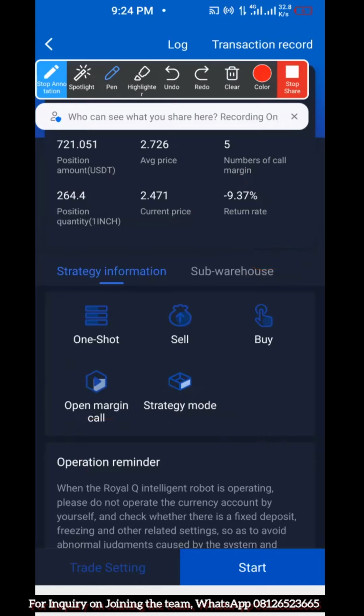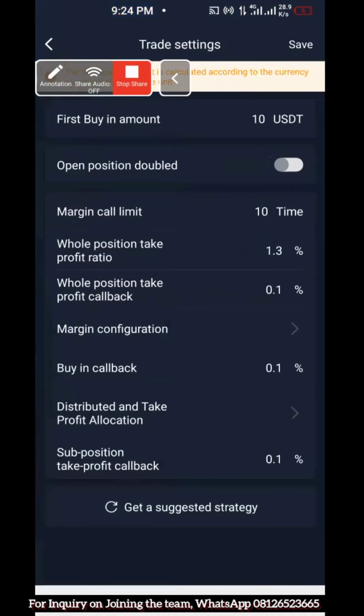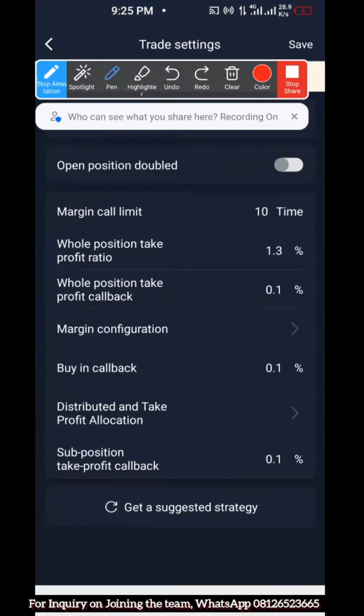All right, so back to the trade settings. So now we understand the all position take profit ratio at 1.3. Then all position take profit callback. What does that mean? It took me a while to understand this. In fact, the people that I thought would explain it to me couldn't really explain it to me properly, but thank God I got to understand it because it's not so important, but it's good for us to learn it and it's good for us to know it.